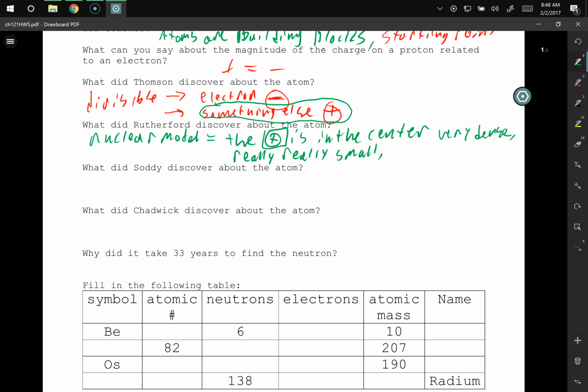I mean, he didn't really think that, but he didn't have any indication that there was anything else going on. So he brought in Frederick Soddy, in the same way that Thomson brought in Rutherford, and Soddy worked with him until they figured out that the nucleus isn't just a chunk of really small, dense positiveness, that it was composed of protons.